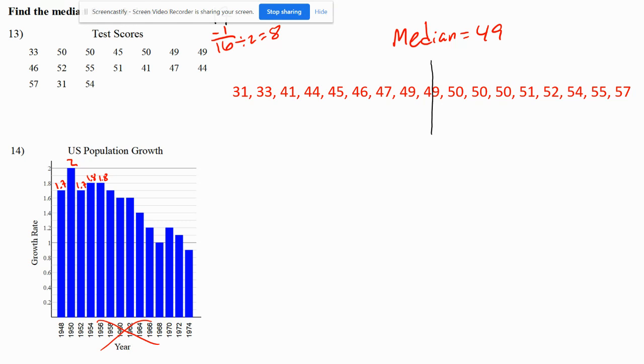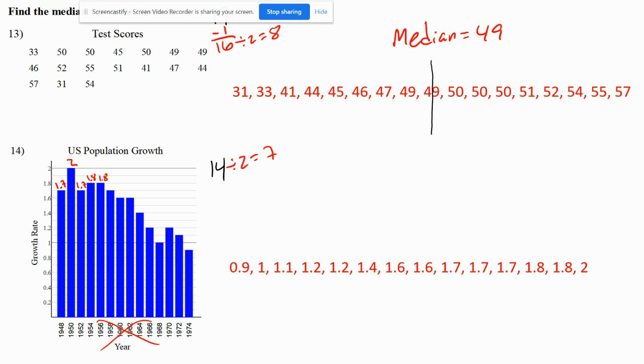Now let me put my numbers in order from small to large. So I put all my numbers in order from the smallest to the largest. I count how many numbers I have, how many bars I have. There's 14 of them. 14 is an even number. 14 divided by 2 is 7. So let me draw a line such that I have 7 numbers on each side of my line. So I drew that line. I have 7 numbers on each side of the line.